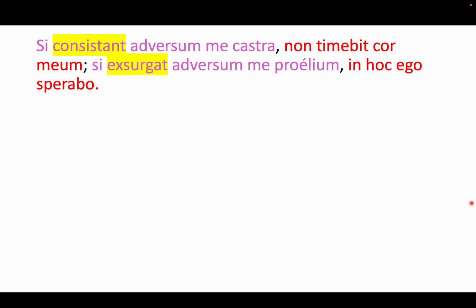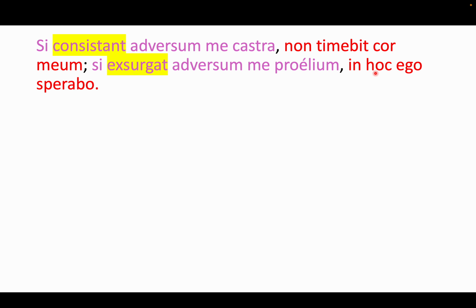Now in red, we've got the main clauses, non timebit cor meum and in hoc ego sperabo. So non timebit cor meum: cor means heart, cor meum means my heart, and it's nominative, so it's the subject. Timebit is the future third person singular of to be afraid, timeo. So timebit cor meum means my heart will be afraid or will fear. Non timebit cor meum means my heart will not be afraid or will not fear.